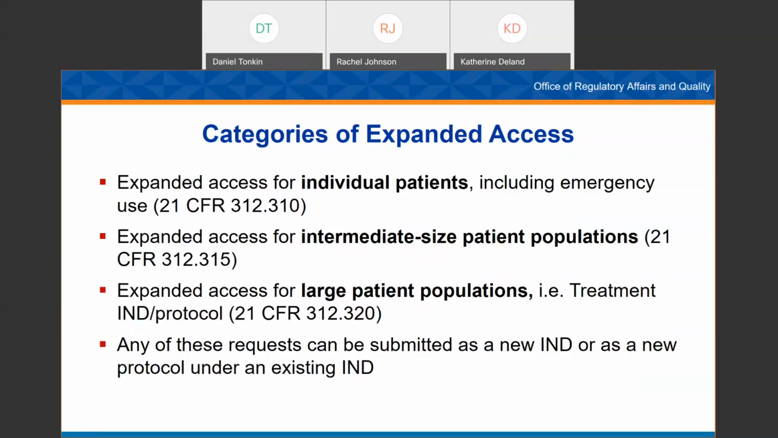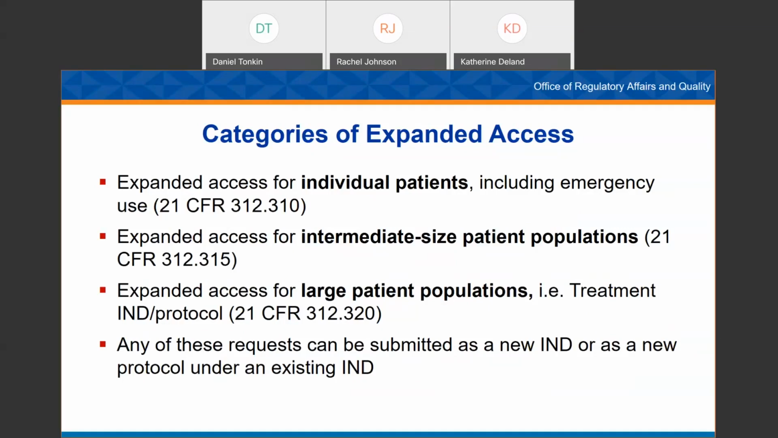There are several broad categories of expanded access. For example, it can be used for individual patients. It can be used for intermediate-sized patient populations. This is common if you're using the drug for an indication where it's not currently being developed. Third, you could have expanded access for a large patient population. This is commonly referred to as a treatment IND or protocol.